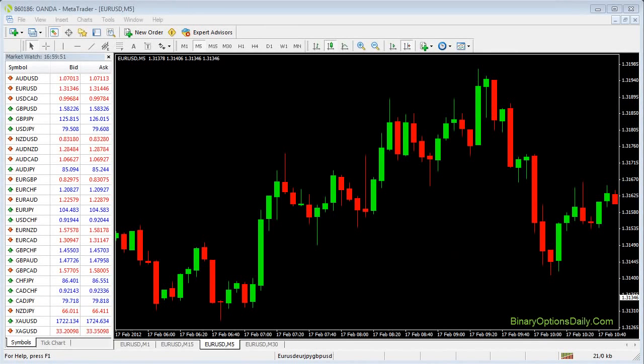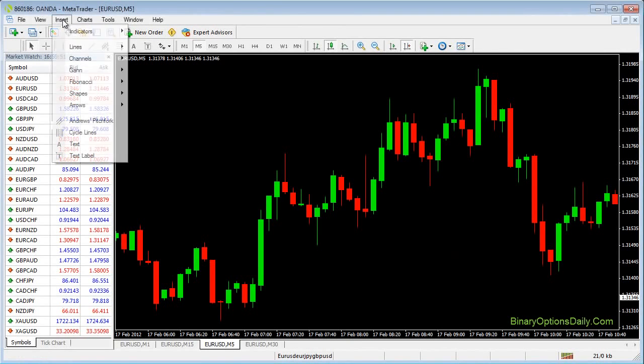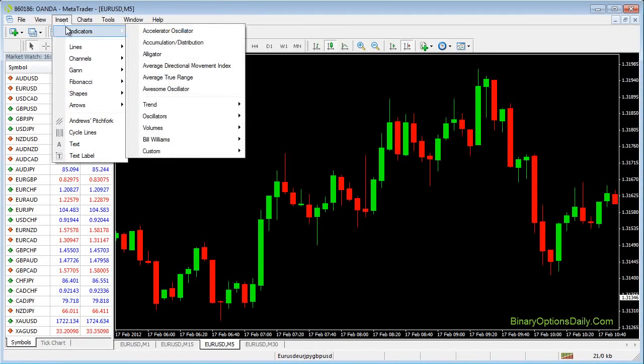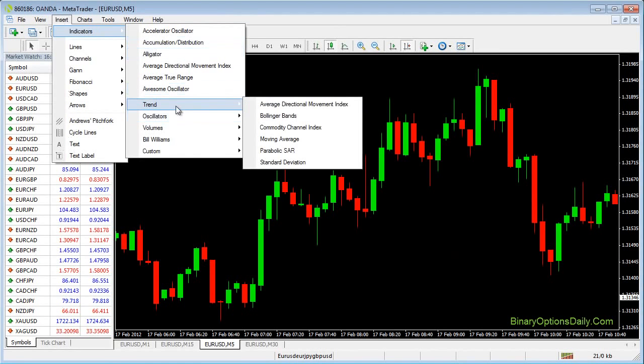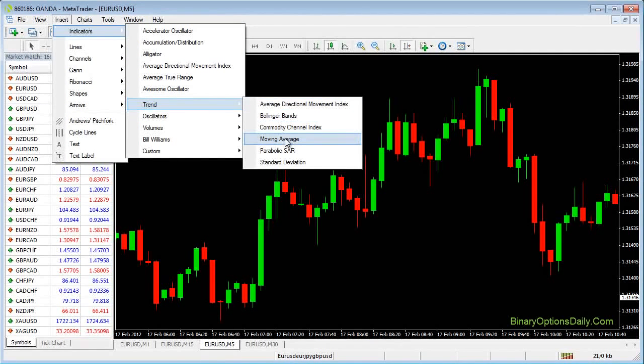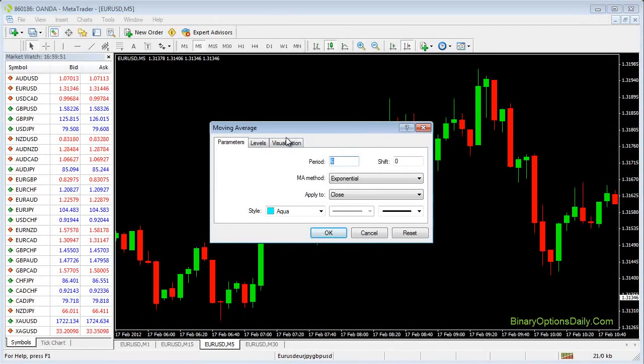The first thing we need to do is add 3 exponential moving averages. So I am in MetaTrader right now, and the way that we add this is by going to Insert, Indicators, Trend, and clicking on Moving Average. And of course, if you're in a different charting software, you are more than welcome to add these as well. And it should hopefully be all the same options that you're allowed to choose from.